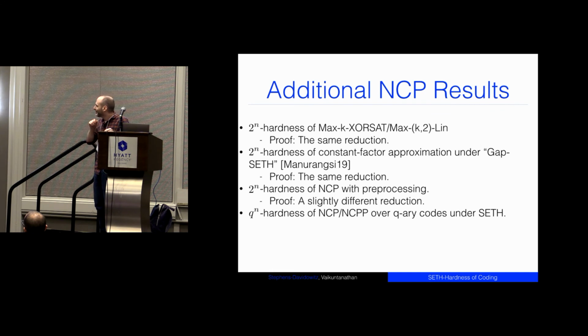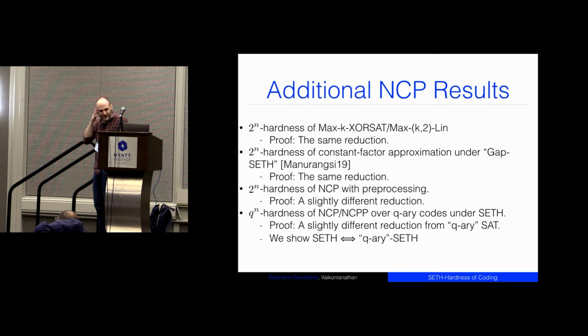reduction. And finally, we extend this to Q-ary codes. I could have shown you the proof for Q-ary codes more or less just as easily. I just would have had to define a Q-ary code. But in particular, we show that it's Q to the n hard to solve NCP, or even the problem with preprocessing, under the SETH assumption. And the proof, again, is a slightly different reduction.